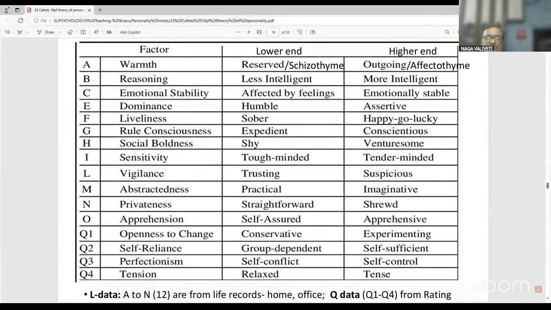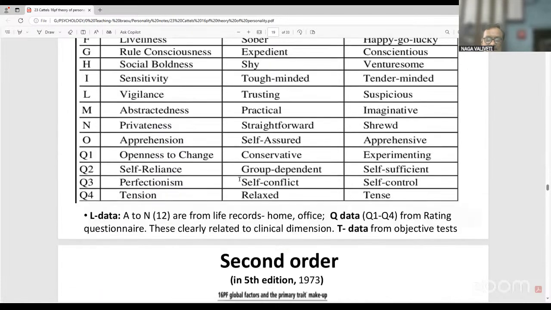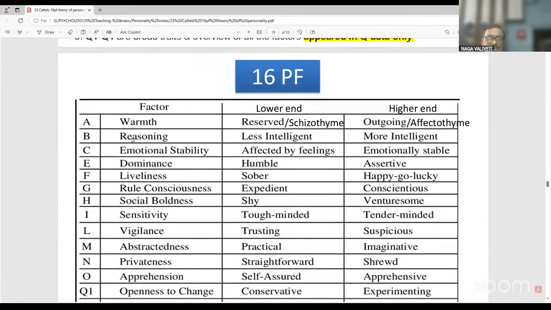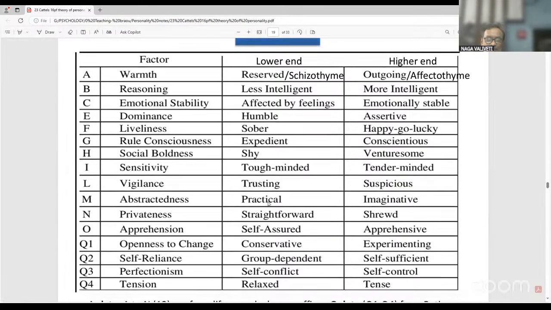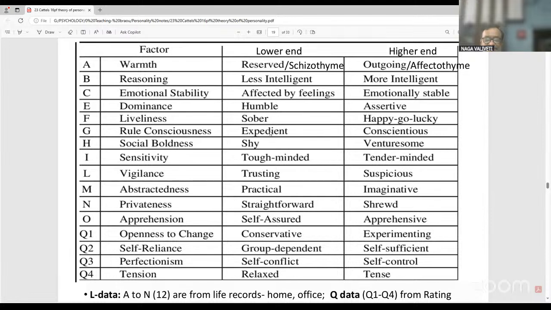Now, in 16 PF, what is the name for low and what is the name for high that he has given? Warmth: low is reserved, high is outgoing. Reasoning: he has given one cognitive element, less intelligent to more intelligent. Emotional stability: affected by feelings versus emotionally stable. Then dominance: if low, then humble; if high, then assertive. Liveliness: low is sober, high is happy-go-lucky. Rule consciousness: low means expedient and high means conscientious.